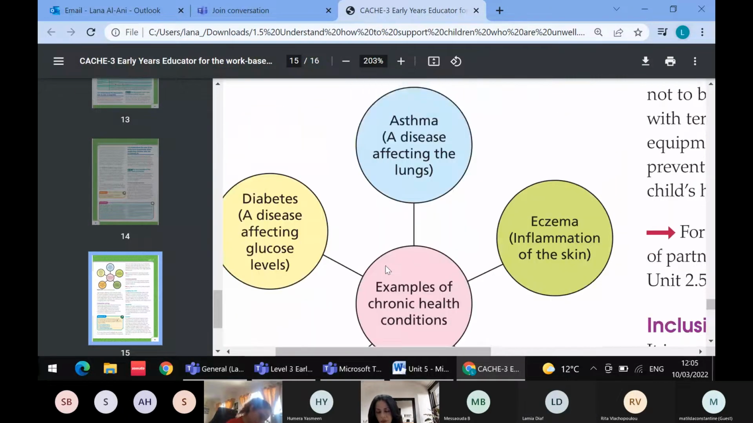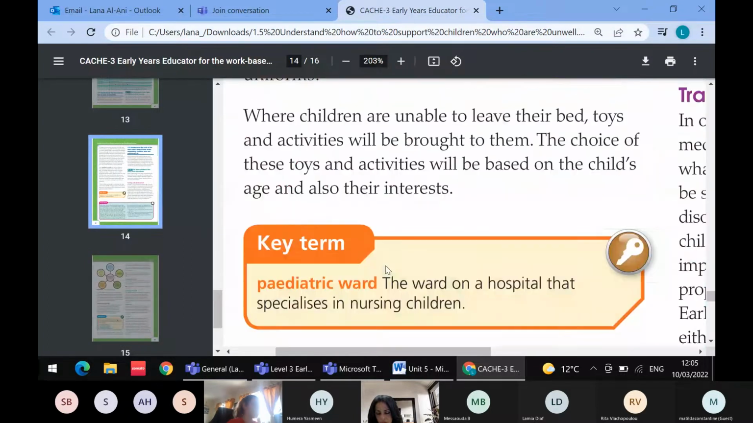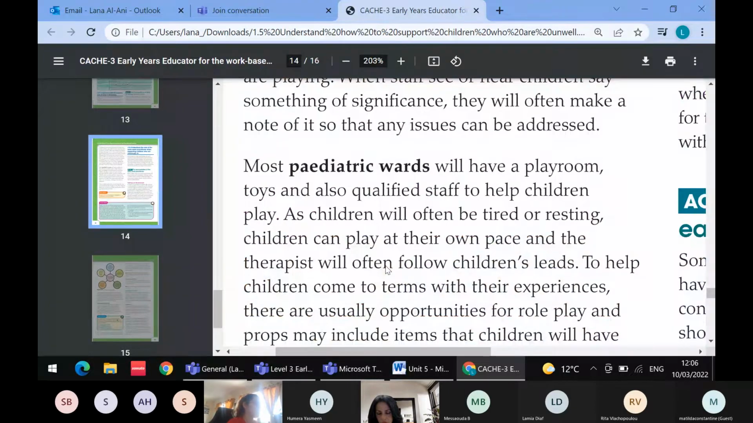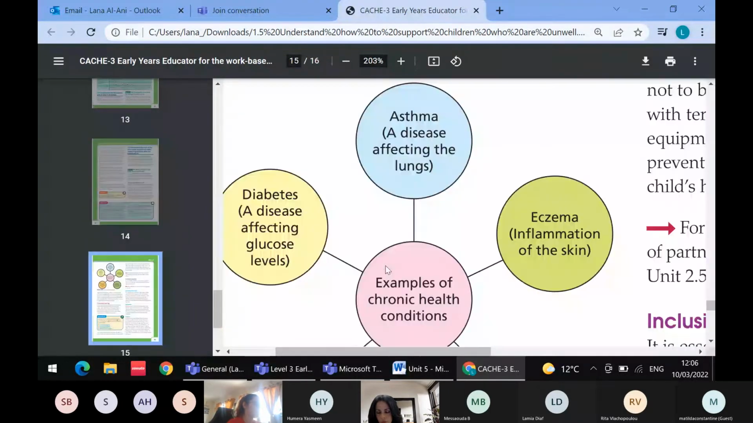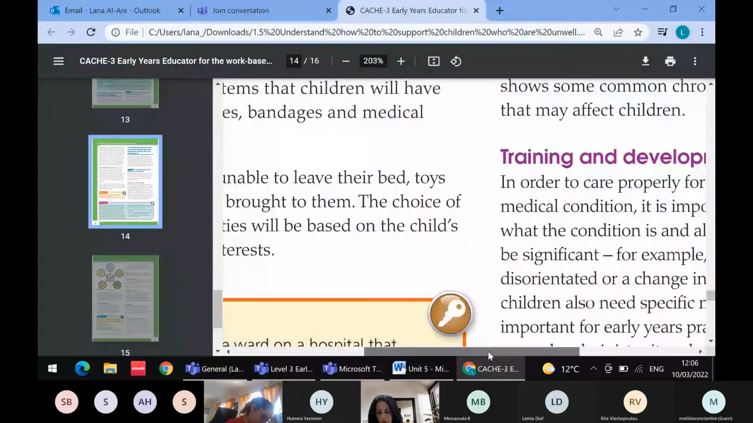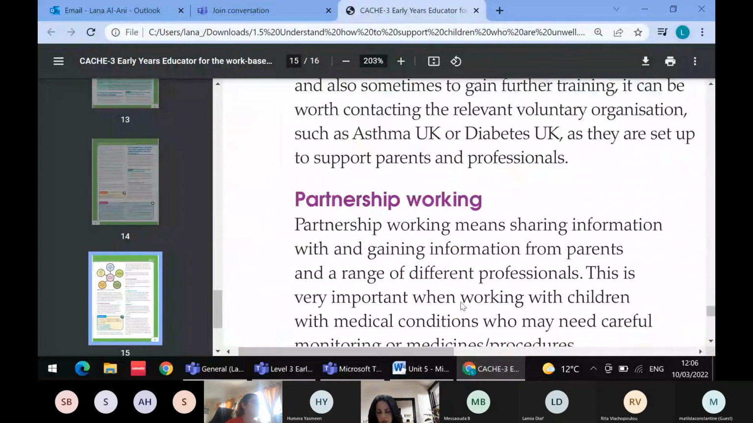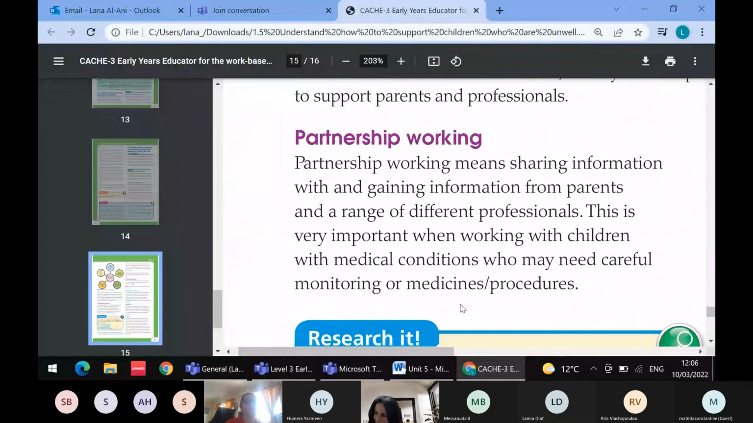So what would you do, as we discussed here? First of all, you need the training and development. Any other things you think are part of your duties as a practitioner? We have to work with the family closely. Very good. Excellent. Sharing information, yes.